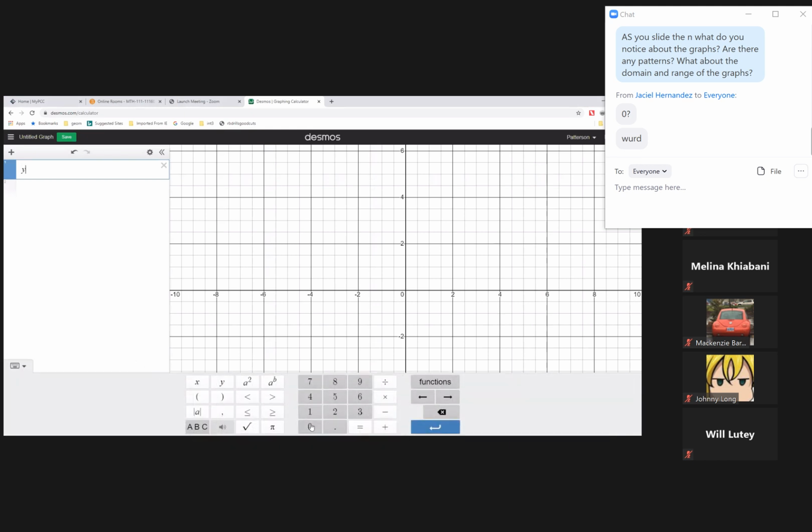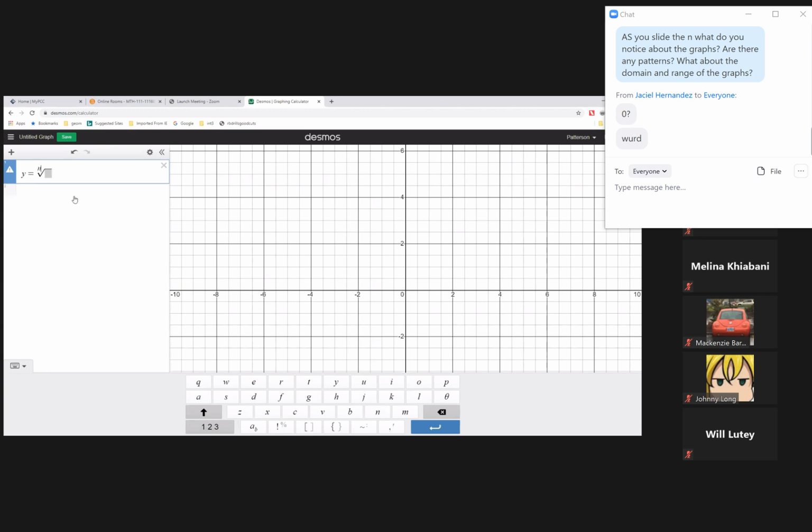So I'm going to go y equals. And then your functions here have that little square root in it. It's all the way to the far right, miscellaneous, and there it is right there. So I think if you're using your phone, you hit functions. I think it says FUNC, and then you would go to miscellaneous, and it should be right there, square root with an N. And then we'll put an N in there and introduce a slider. Oh, I got to put an X right there. There we go.